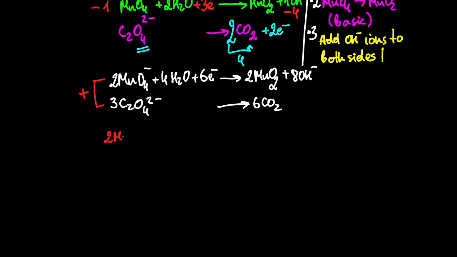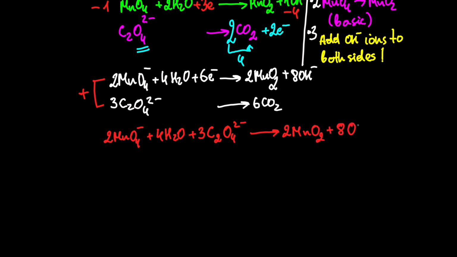2MnO4- plus 4H2O plus 3C2O4, reaction arrow, 2MnO2 plus 8OH- plus 6CO2. Let's do one more example, but this time we'll be using a full reaction.